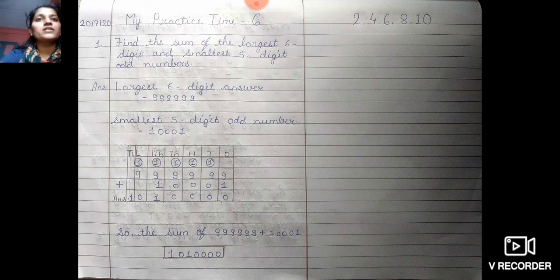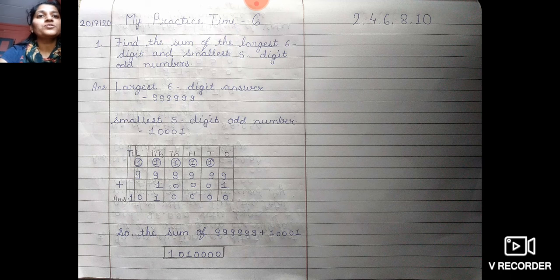Okay, so students, first of all you can see that I have written today's date, that is 20th July 2020. And here we are going to write that my practice time 6 is going on. So students, first example: find the sum of the largest 6-digit number and smallest 5-digit odd number. First of all, what we have to find here are the largest 6-digit and smallest 5-digit odd number.